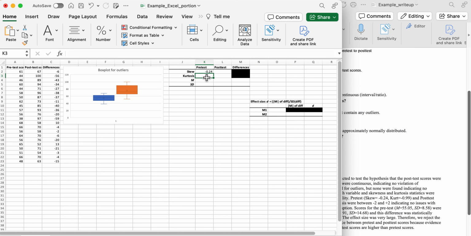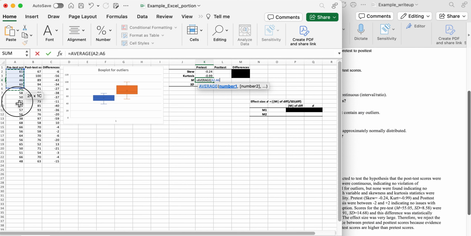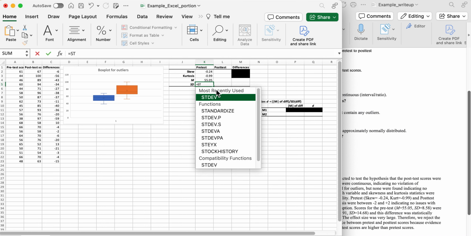For me, this popped up this way, probably because I've messed around with it already quite a bit, so it has information already stored in there. But I'll show you how to do the decimals on another thing. So I'm also going to get kurtosis, and then the mean, so we go to average, and standard deviation.